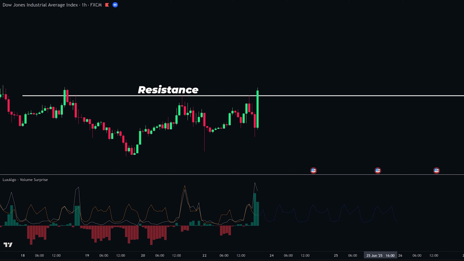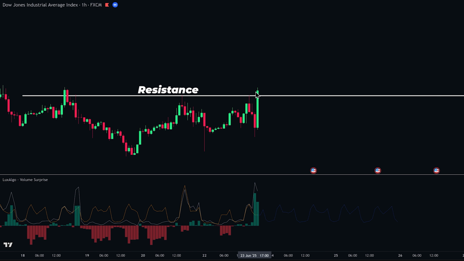When price finally breaks above the resistance zone, look down at the Volume Surprise panel. If you notice a strong green spike, meaning the actual volume is significantly higher than the expected volume, that's a clear sign that traders are actively participating in the breakout. It confirms that the move isn't just a false push, it's backed by real market activity.